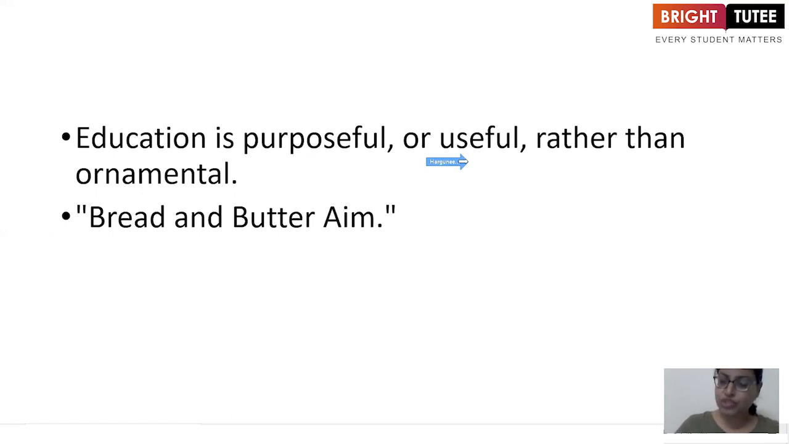Now it's his wish whether he wants to take it up as a profession or not. But you can view it from one angle as giving a bread and butter aim, which means that it gives you an opportunity where you can actually work and earn your bread and butter. That is, become financially independent and also financially secure.